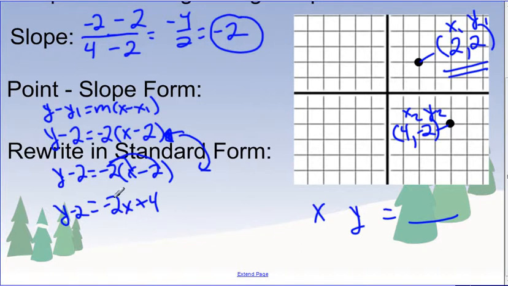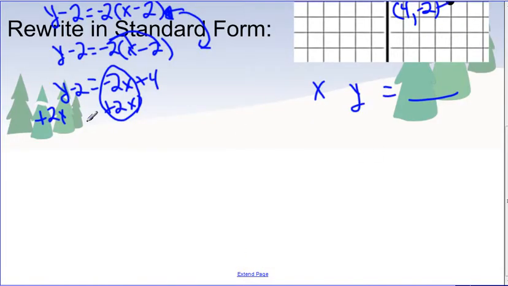Okay, so we want this x not on this side, we want it on the other side. So we're going to add 2x here to get rid of him, add 2x there. That gives us, well, what do we have on this side? Write it all out. We've got a 2x, we have a positive y, we have a -2. This is gone, so on this side we just have this 4 left.